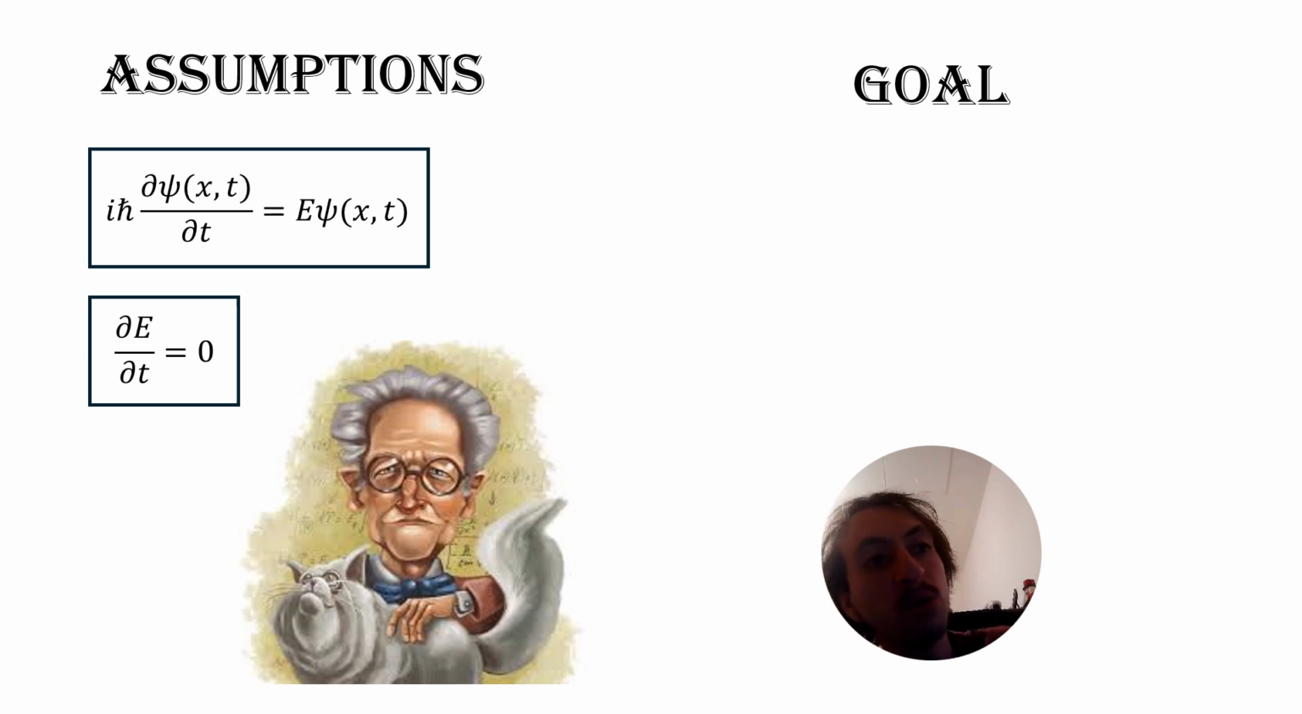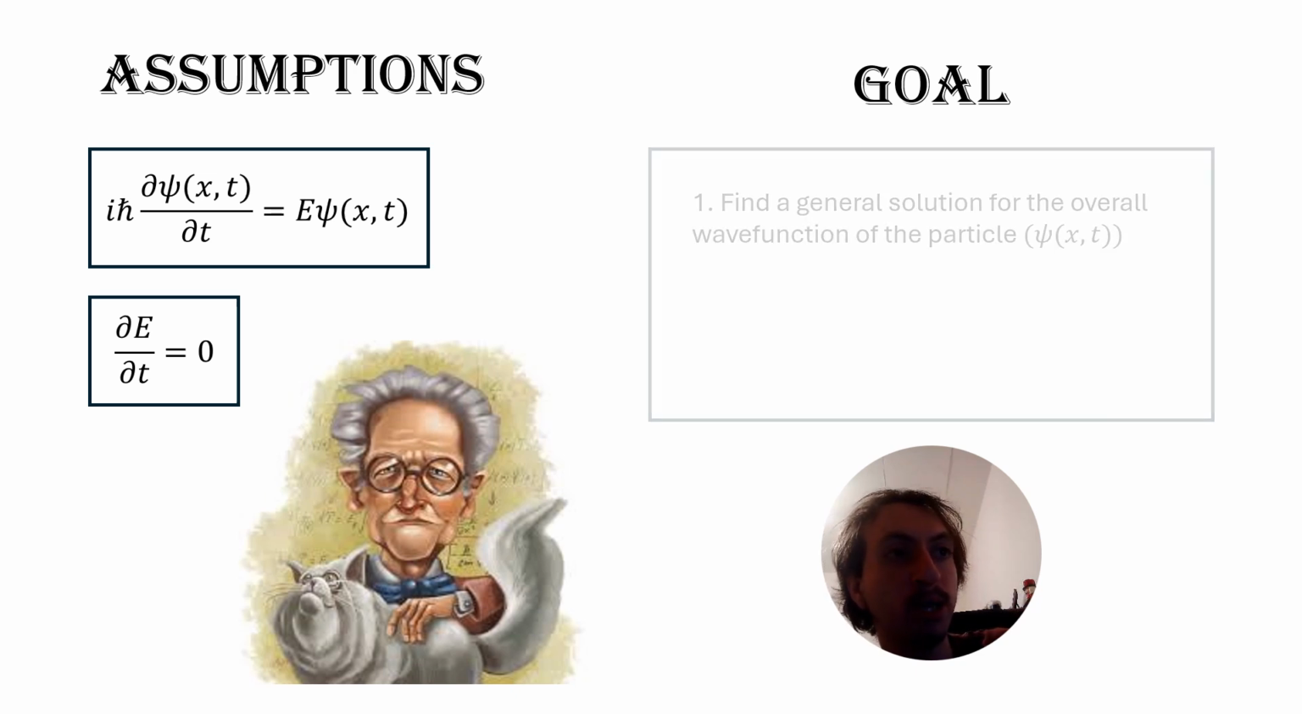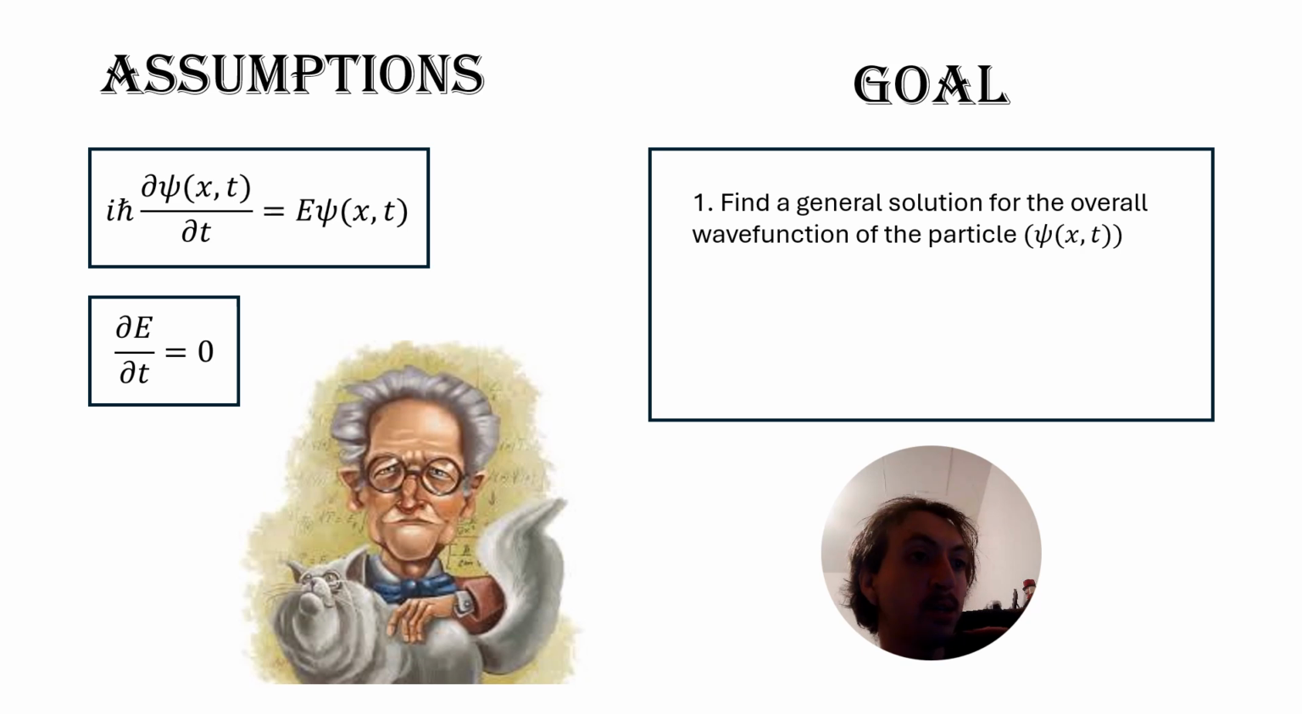And our goals using these two assumptions, so that Schrödinger's equation is true and that the energy of our particle isn't changing with time, is to firstly solve Schrödinger's equation fairly generally, so to come up with a general solution for psi of x and t, again assuming that it's the wave function of a particle whose energy isn't changing with time.